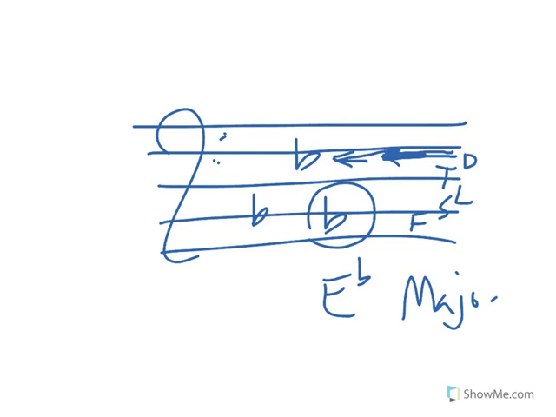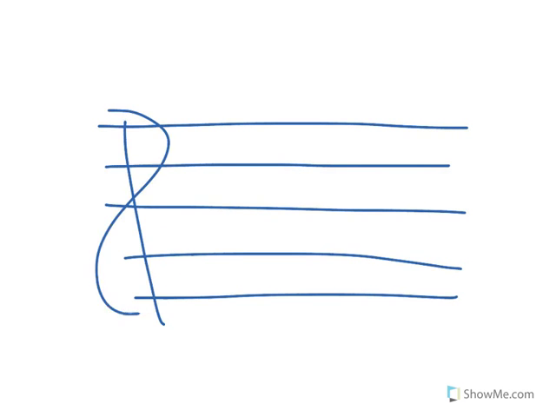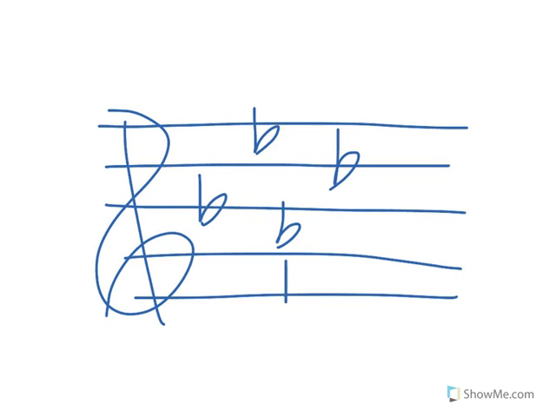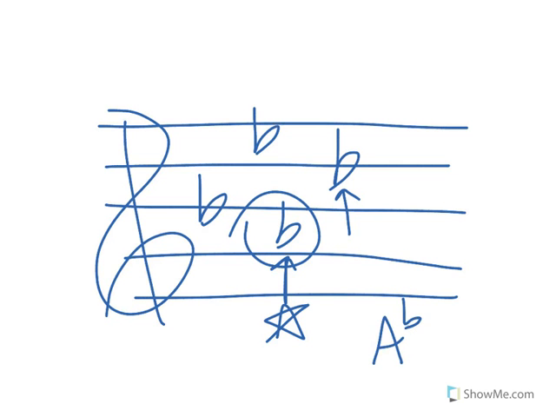One more method for you, and then I'll stop on the flats for majors. Back to my treble clef. If this is my key signature, I can also take the next to last flat, not this one, this is my last flat. I can look at my next to last flat, and whatever note that is my key if we're in major. So this note is an A flat, so the key signature is A flat major. And that's all there is to flats.